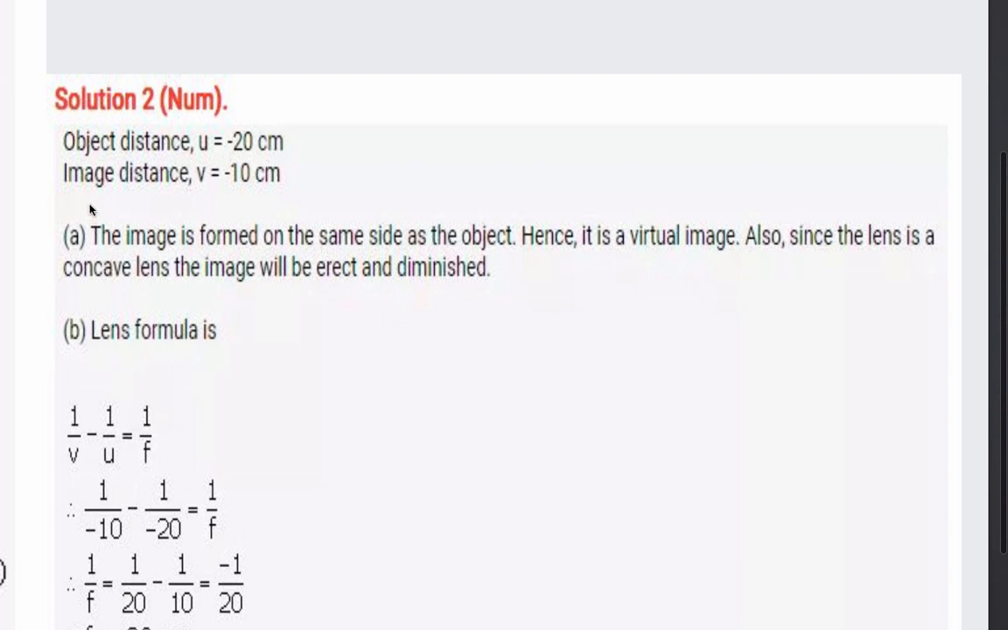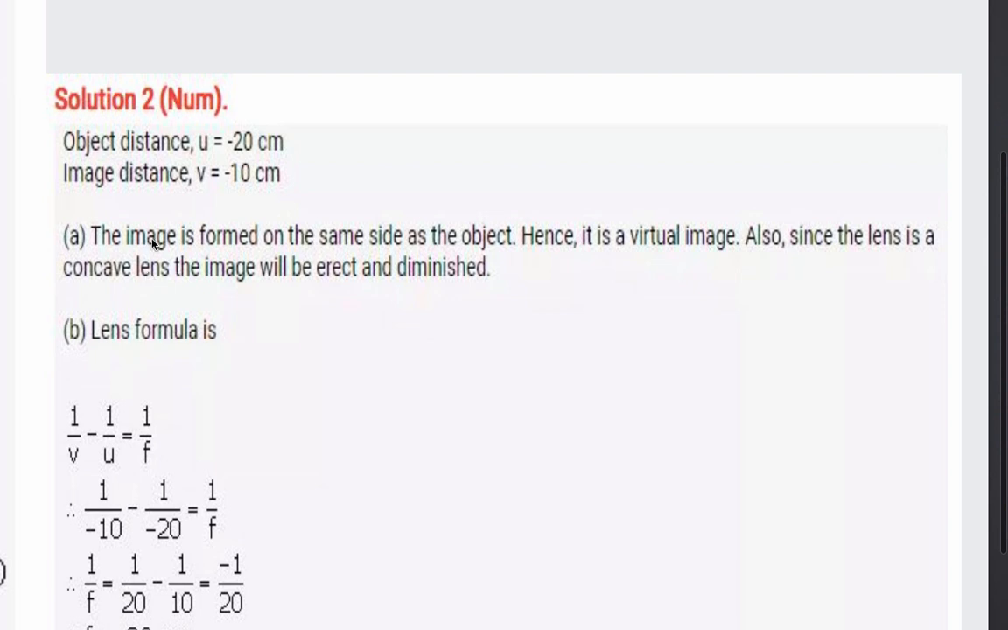u is negative. At a distance of 10 centimeter on the side of the object. That means same side. So again, minus 10. Image v is minus 10, u is minus 20. Clear? The question is, what is the nature of image? Yes, students. Same side, it is a virtual image. Lens is concave, so it will be erect and diminished. Remember this particular point, I told you very clearly, diminished or magnified is very, very important to take care of while deciding concave lens or convex lens.